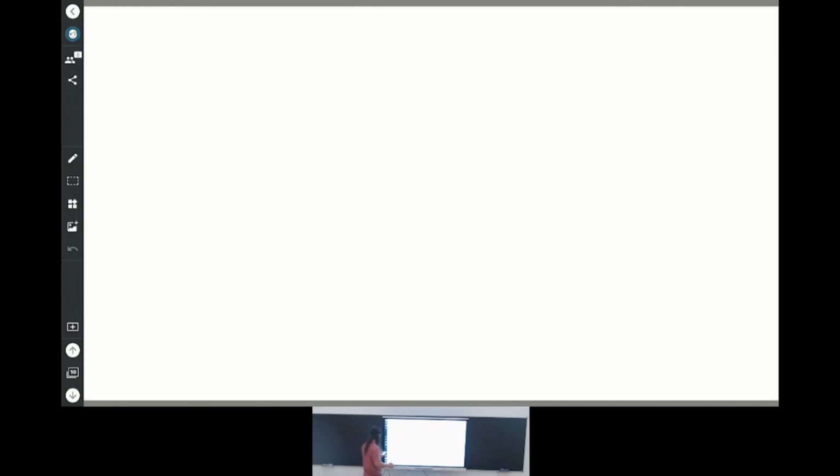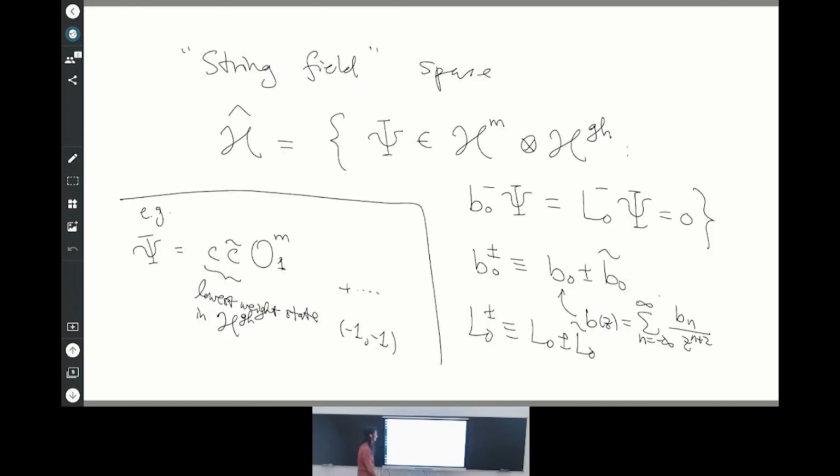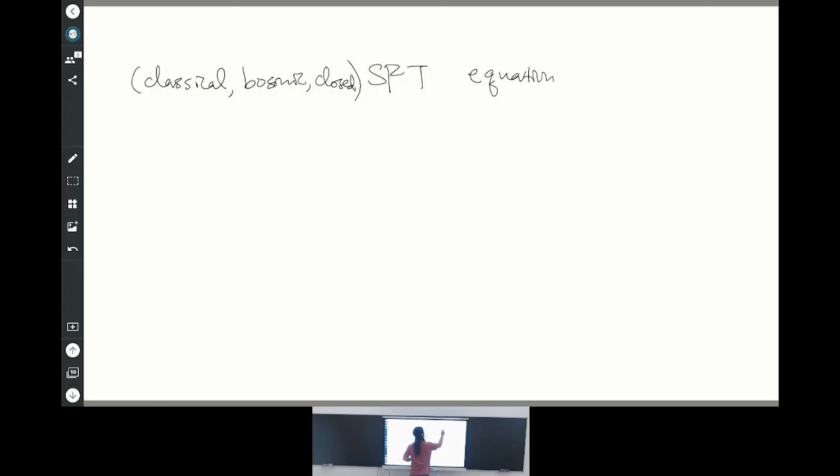Now, I need to tell you the dynamical contents of the string field. So far I have introduced the space of string fields, which is just this. Now, the content of the string field theory. Here, I'm going to discuss just the classical version of the string field. It will suffice for my purpose. Classical bosonic closed string field theory is characterized by the following equation of motion.